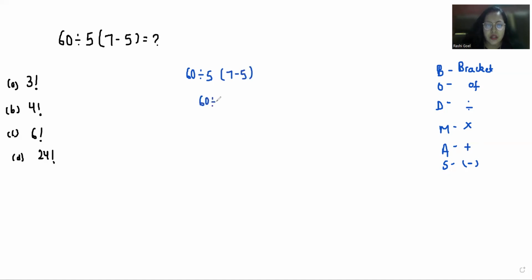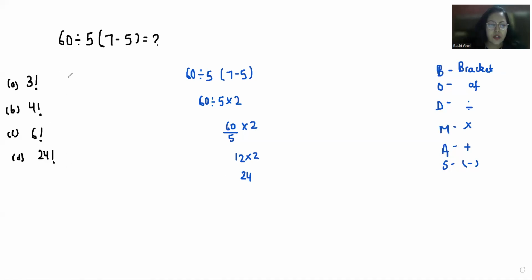So the bracket gives us 2. Now 60 divided by 5 times 2. When we divide 60 by 5, we get 12 times 2, which is 24. Now we are going to solve this.